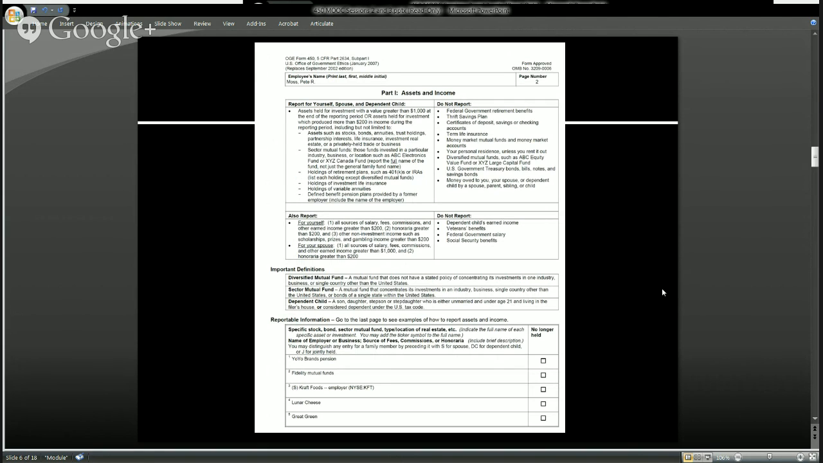Next, we get into part 1, assets and income. And this is where you're going to have the majority of your questions for filers. This is where a lot of the interesting stuff comes up. It's also where filers tend to make the most mistakes, especially if they're novice filers.